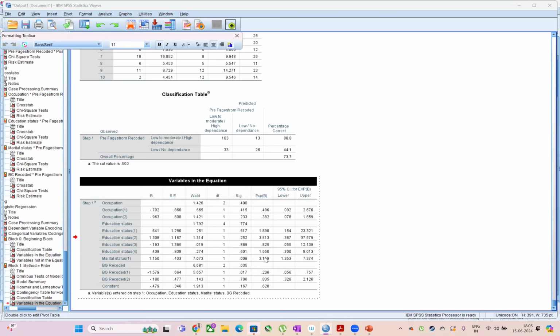And for the marital status, in the odds ratio, you are going to say 3.1 times increased odds.